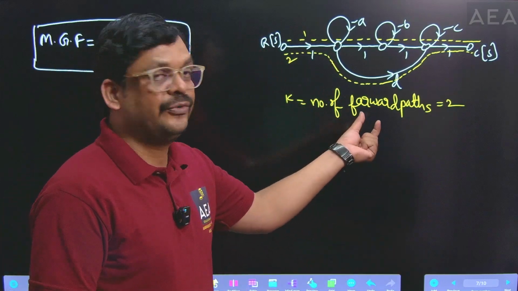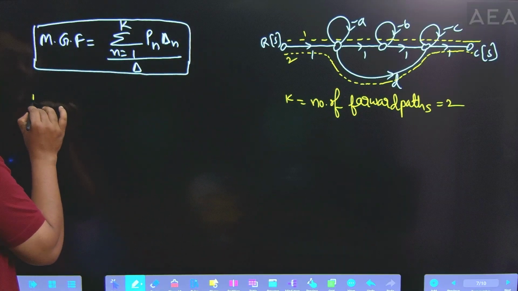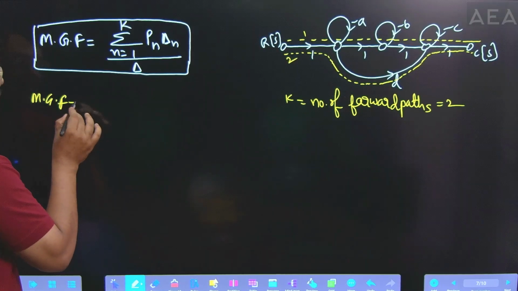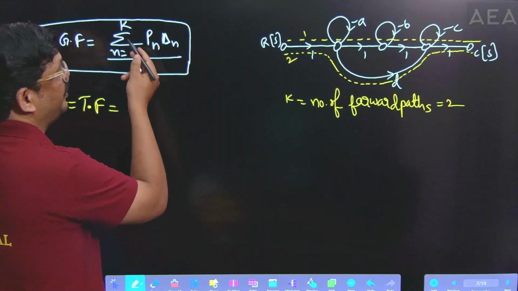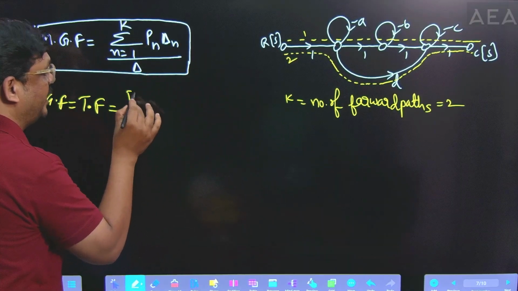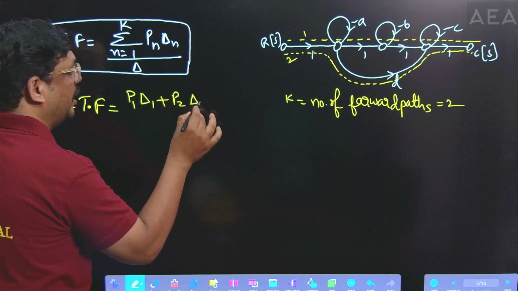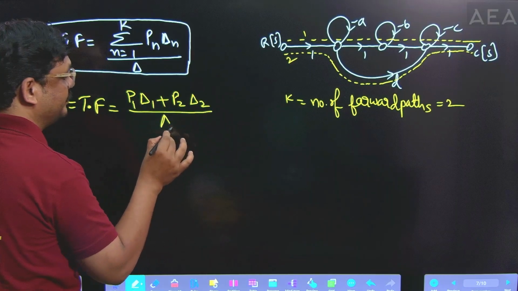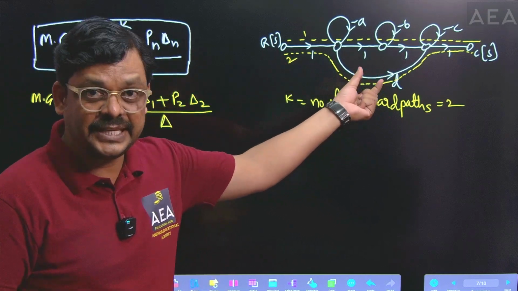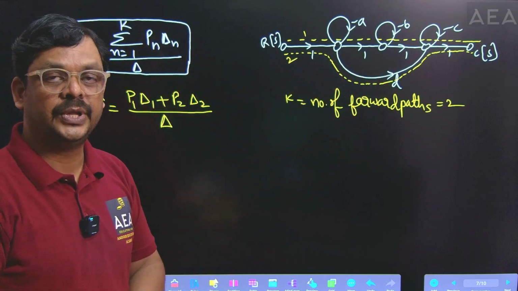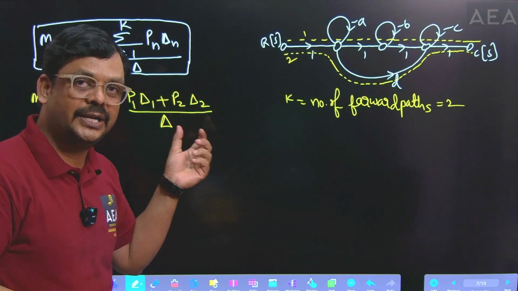After finding the number of forward paths, immediately we have to write the formula. Just substitute k is equal to 2 within this. Mason's gain formula gives the transfer function from the signal flow graph. I wrote here TF; TF is nothing but transfer function. Substitute k is equal to 2 and expand that, which gives P1 into delta 1 plus P2 into delta 2, divided by delta. I wrote the formula directly. To find the transfer function from this given signal flow graph, this formula is required. Now here we have to find P1, delta 1, P2, delta 2, and delta individually.